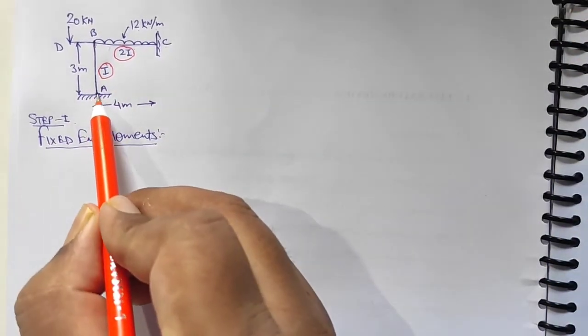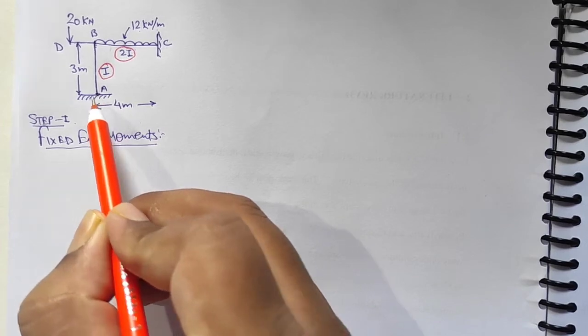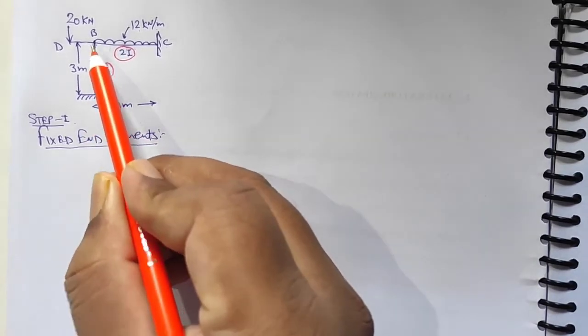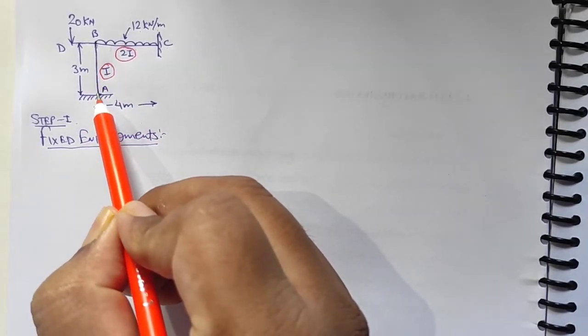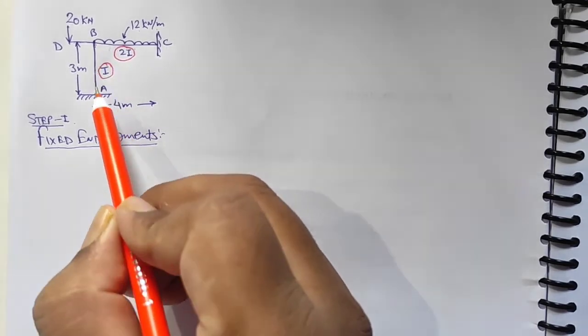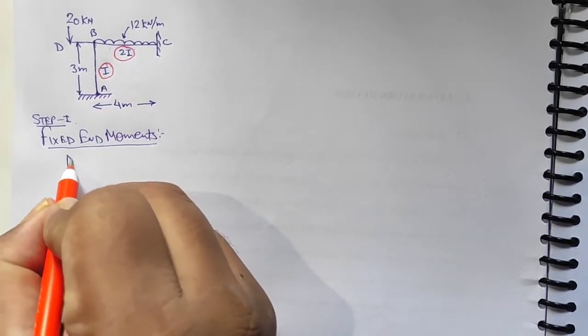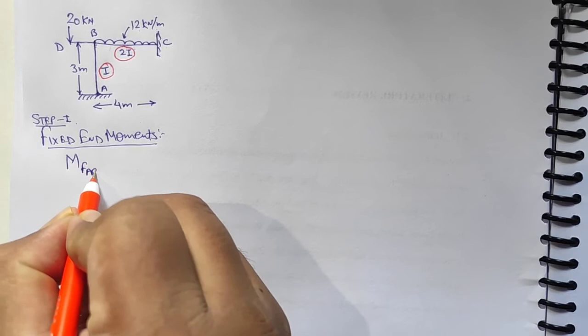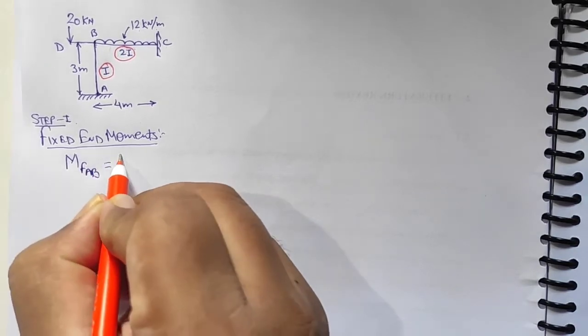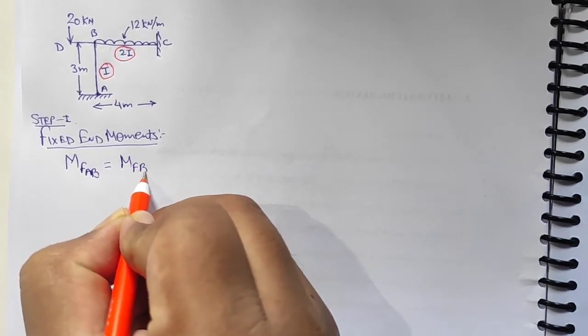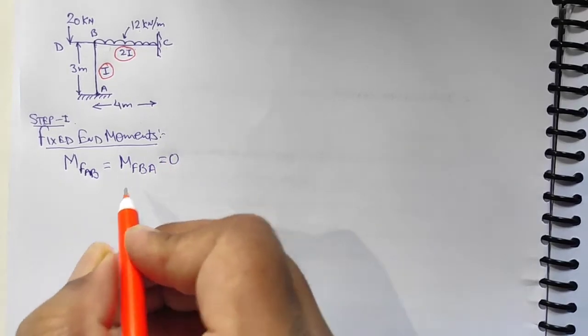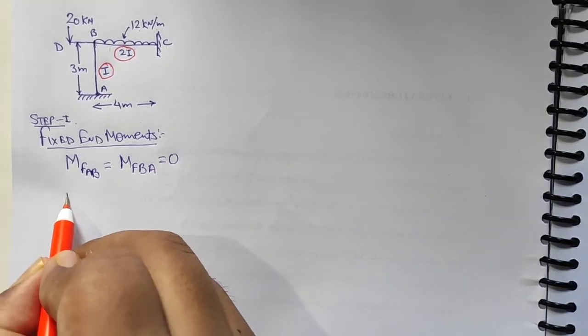We'll start from the support A. Here we can see that in the member AB there is no loading, hence the fixed end moment here will be 0. So I'll write MFAB is equal to MFBA, both will be equal to 0.